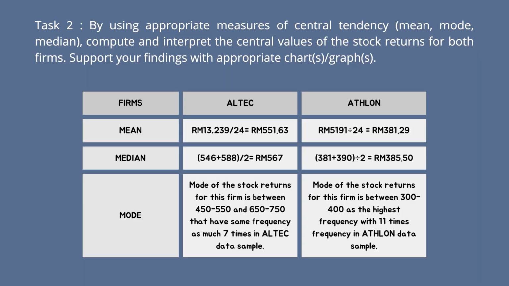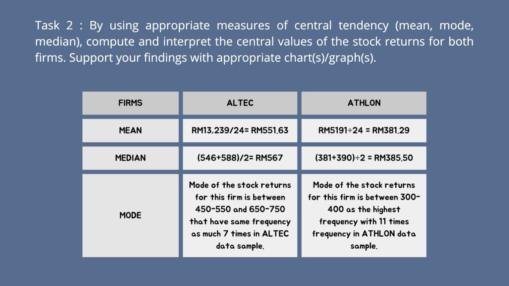So for Altec, the mean for this firm is 551 ringgit 63 cent. Actually, if we do the calculation, we will get 551 ringgit 625, but we round it to 63 because it's countable. So how do we get this number? We can get this number by using the mean formula. Sum of the terms, which is 13,239 ringgit, we divide by the number of terms, which is 24, and we get 551 ringgit 63 cent after we round it for the mean.